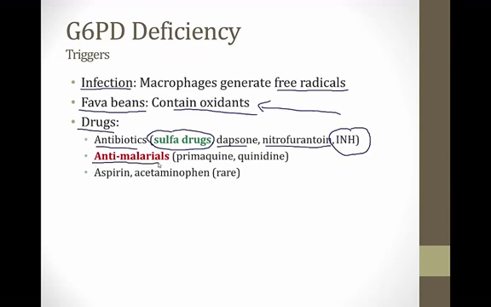Several antimalarials can cause hemolysis in G6PD deficiency, especially primaquine and quinidine, and I told you that G6PD deficiency is common in places where malaria is common. So sometimes patients will be screened for a G6PD deficiency prior to starting therapy with one of these drugs. And then finally, aspirin and acetaminophen have been described to rarely cause hemolysis in patients who are G6PD deficient.